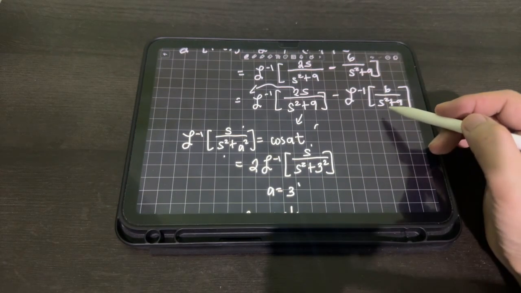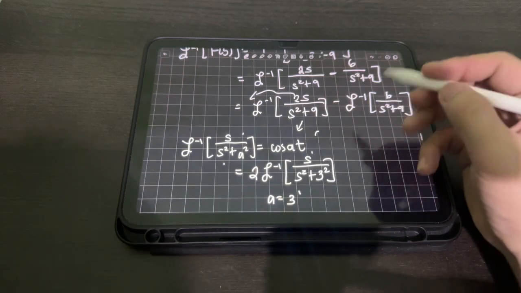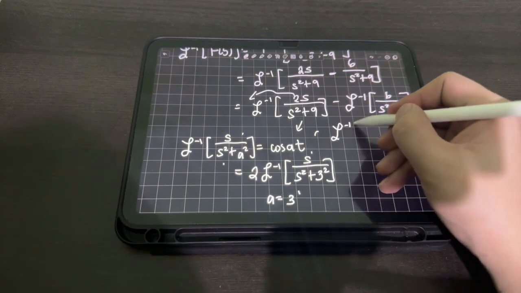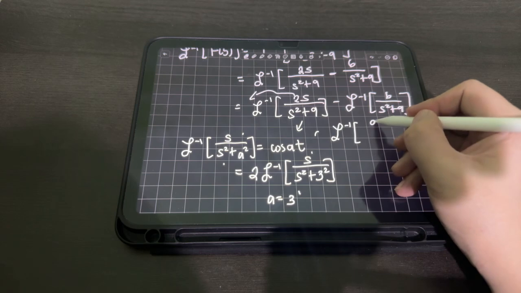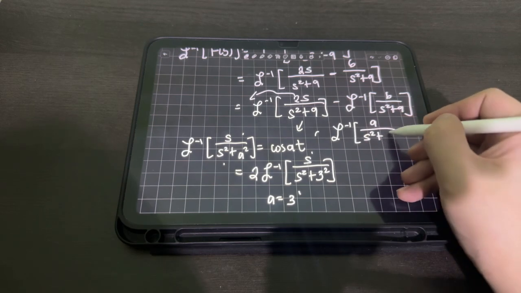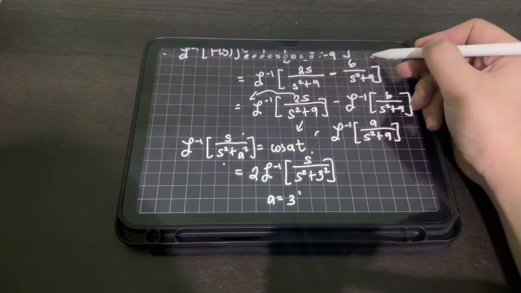How about the inverse Laplace transform of the second one? This time we can apply the formula for the inverse Laplace transform of a over s squared plus a squared.